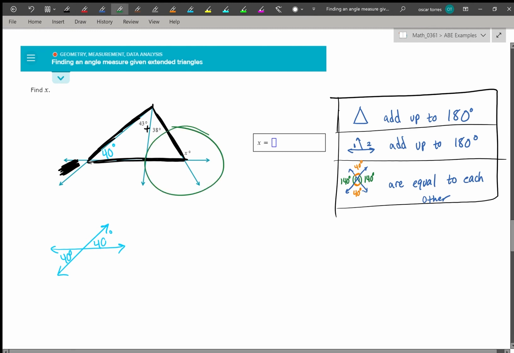Moving on to the bottom right corner, if I kind of redraw what's happening, this is what we have, and we have an x at the top right. We're trying to figure out what angle is inside the triangle.